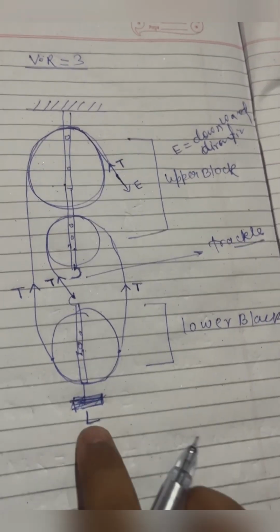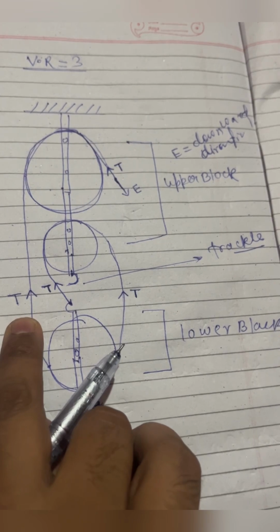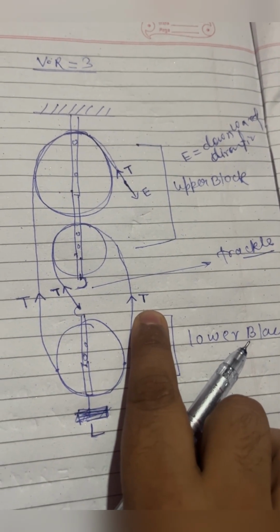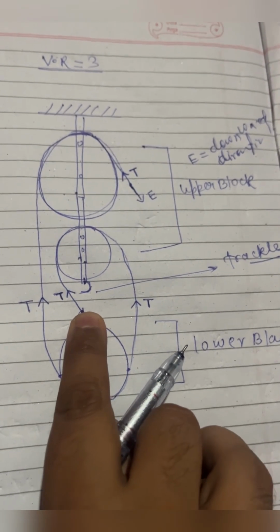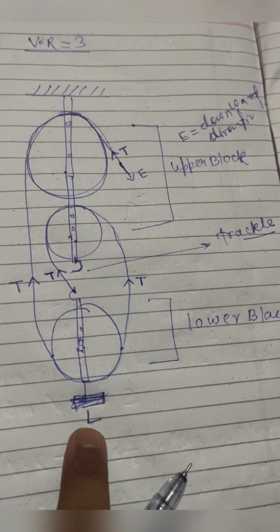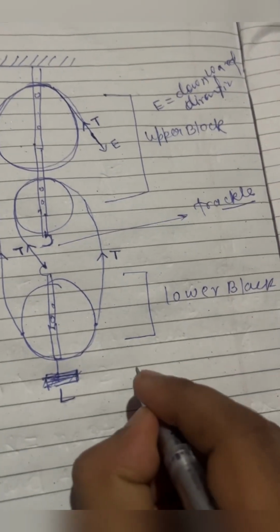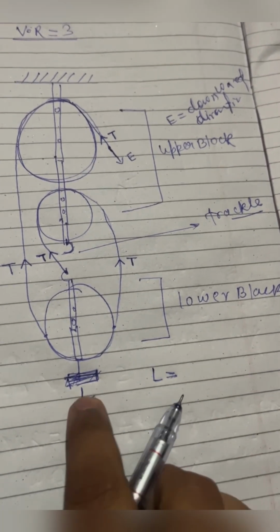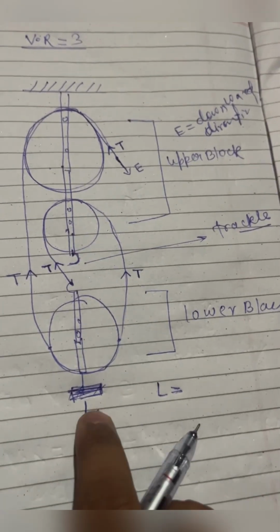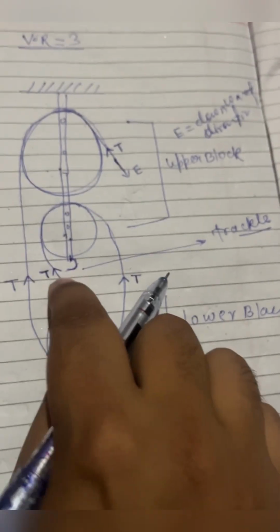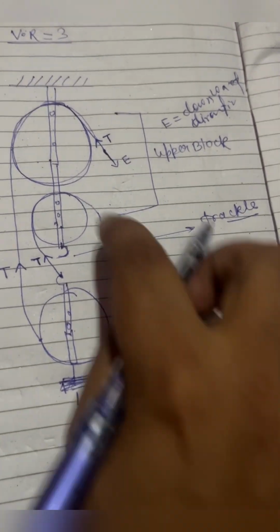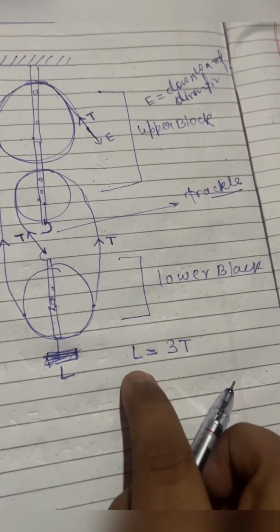Is it clear? So this is the load being suspended by this string, and this tension will be marked as T, and over here also tension can be marked as T, and this is the tackle tension, also marked as T, because the same string is acting over here, which is being balanced by this load. So how many tensions are acting over here to balance this load? 1, 2, 3. So there will be 3 tensile forces acting on the string, which is equal to the load.